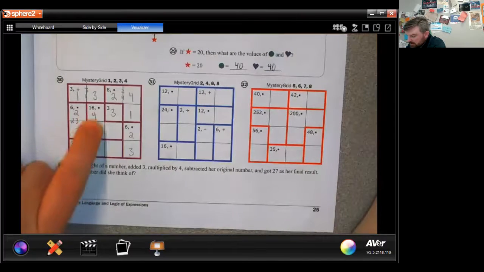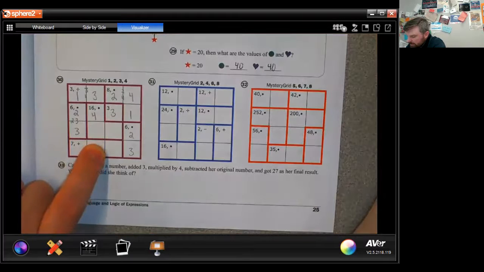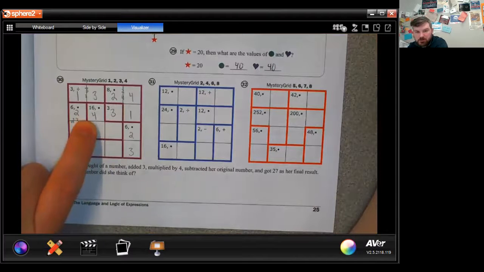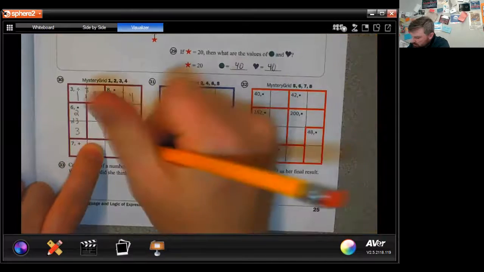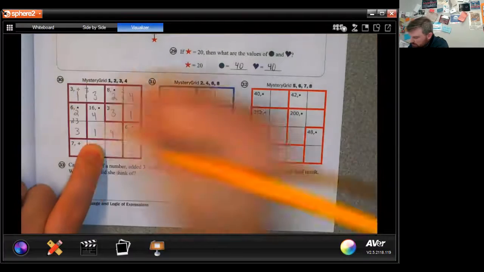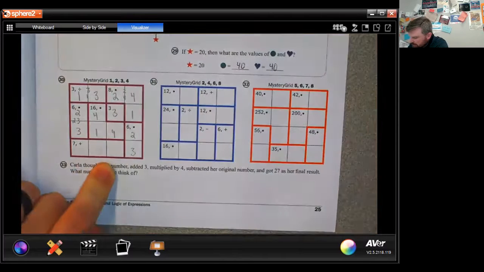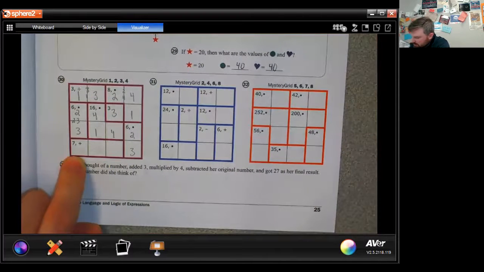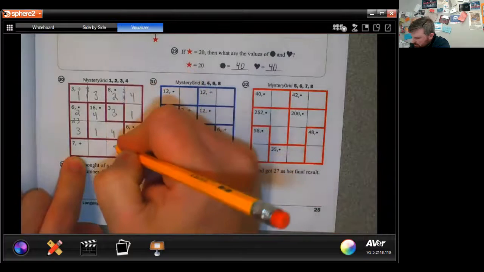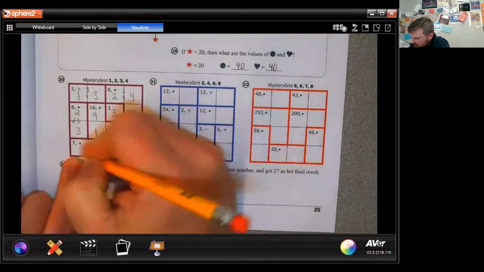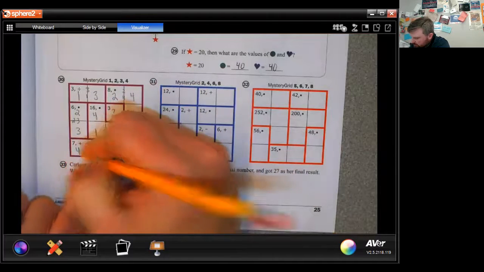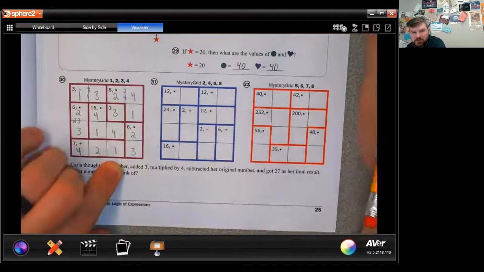We're getting 16, which could be 4 times 4 times 1, which I could put a 4 and a 1 there. And then adding to get 7. Looks like this column needs a 1, this one needs a 2, and this one needs a 4. So 4, 5, 6, 7. Okay, that one wasn't so bad.